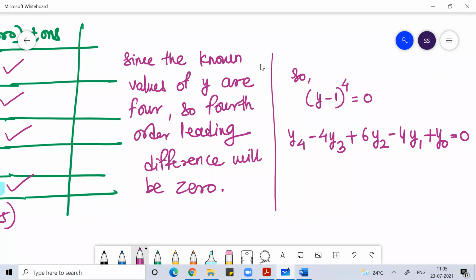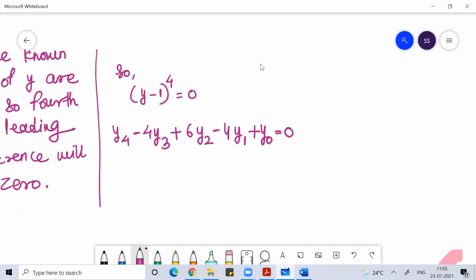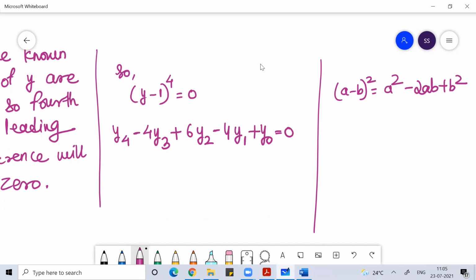Anyone, any doubt? Is this clear? How do you get this? I hope you know. (a minus b) to the power 4 — you know, right? (a minus b) whole square is a square minus 2ab plus b square. (a minus b) whole cube is a cube minus b cube minus 3a square b plus 3ab square.